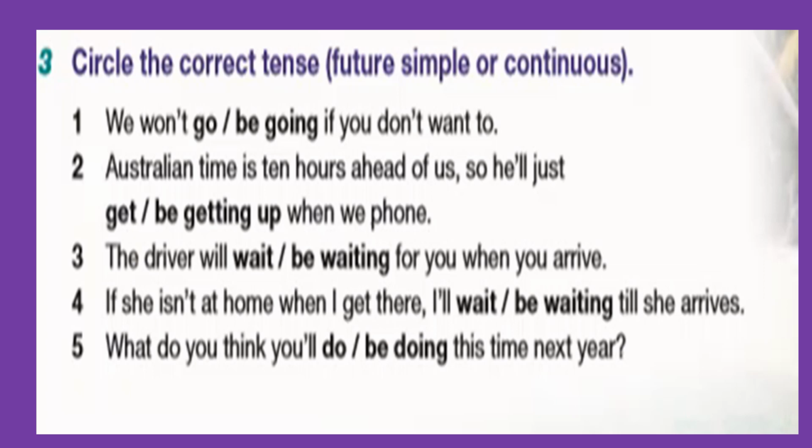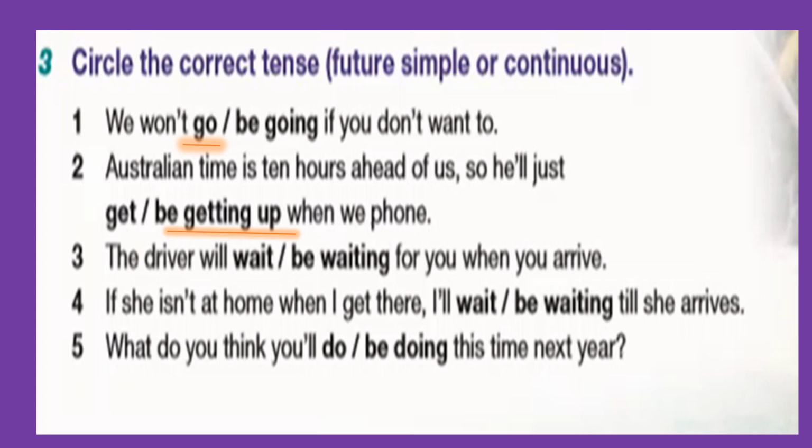Let's move to activity 3 on page 72. Circle the correct tense, future simple or continuous. Number 1, we won't go or be going if you don't want to. We won't go. Why? Because here there is nothing that indicates the future continuous. Number 2, Australian time is 10 hours ahead of us. So he'll just get or be getting up when we phone. He will be getting up. Here there are two events in the future, one event will interrupt another in the future. So we use the future continuous.